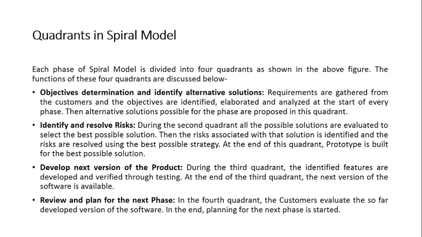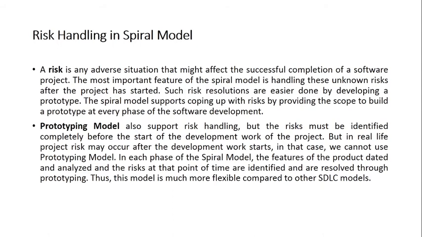These are the quadrants. In the first quadrant, we identify the objective and identify the alternative solutions. Second one is related to resolving the risk. Third one is the entire development, where the software is engineered. And the fourth one is review and plan for the next phase. So now what is important in a spiral model is risk handling, right? So understand what we mean by a risk.